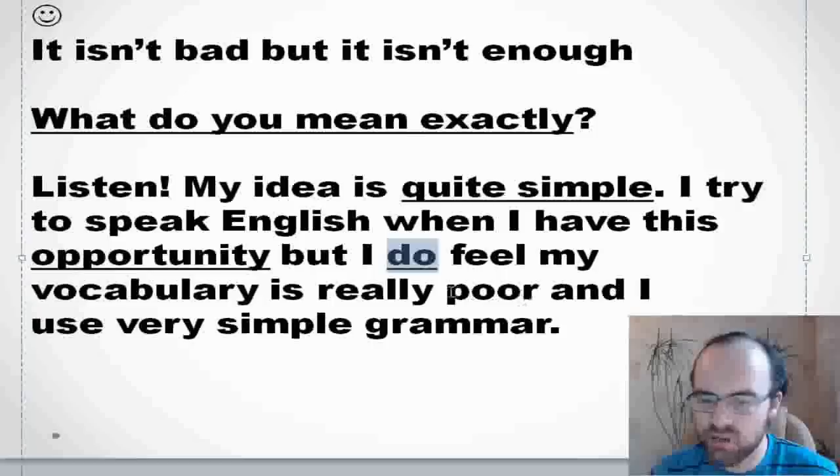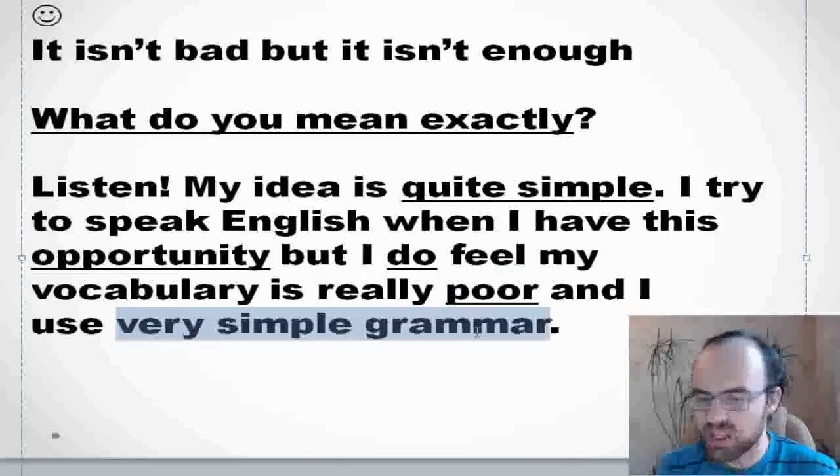My vocabulary is really poorer. It means it isn't rich, it's bad, so I know few English words and phrases. And I use very simple grammar. It means just basic tenses and structures, okay?